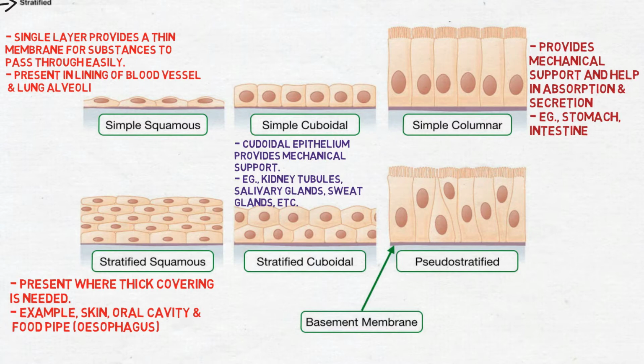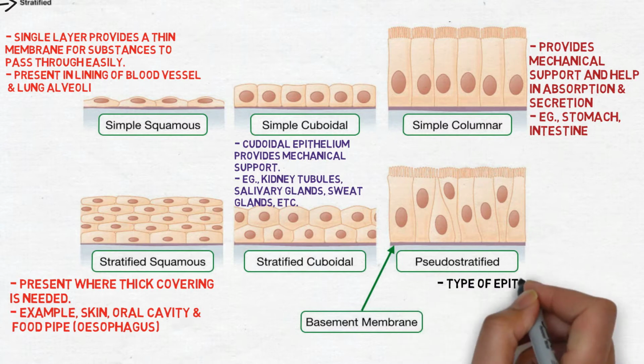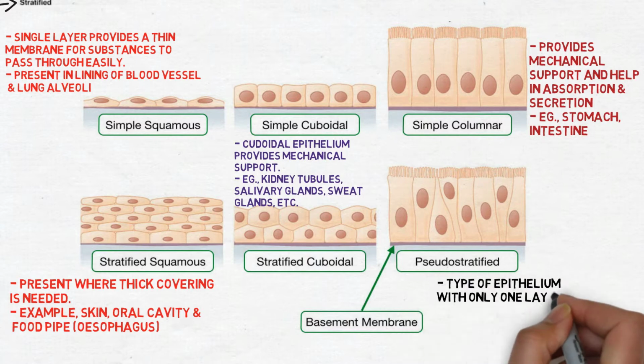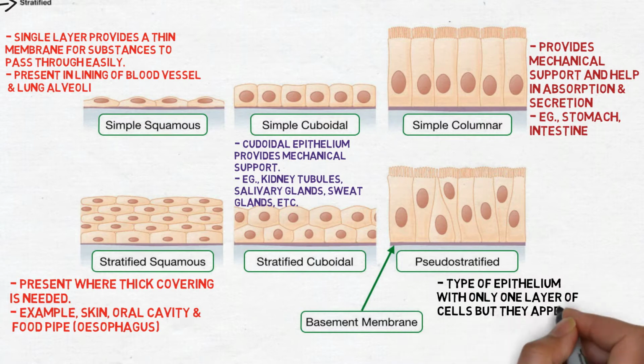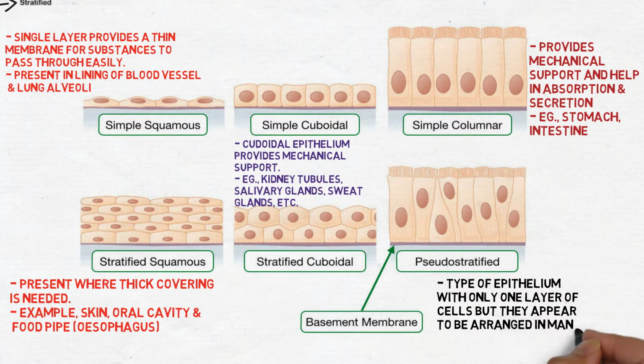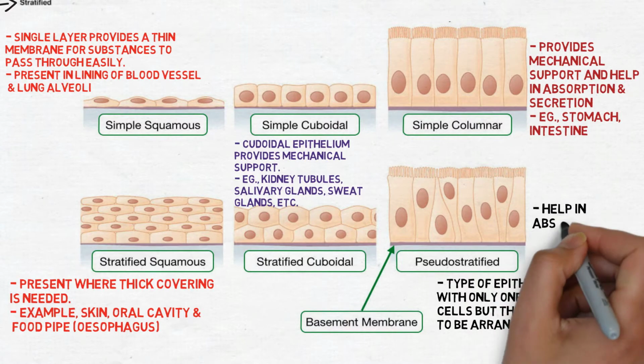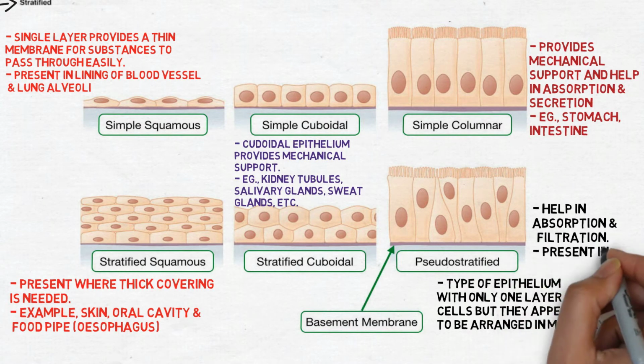Pseudostratified epithelium, as the name suggests, is a type of epithelium that has only a single layer of cells, but they appear to be arranged in many. In other words, they give a false appearance, therefore named pseudostratified. It helps in absorption and filtration.